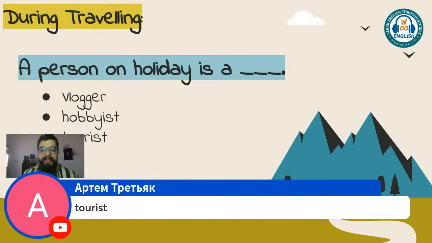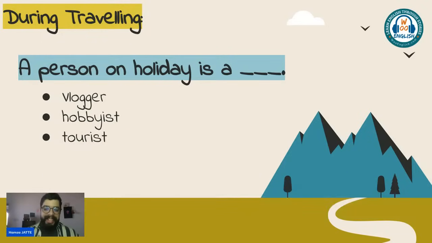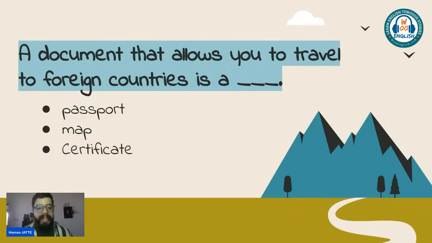So, tourist. Okay, great. So, let us see. Indeed. Tavares, also tourist. James, great. I see more people in the chat, so now I'm very happy. Okay, tourist, great. Let us see the next one. A document that allows you to travel to another country is a passport, map, certificate.